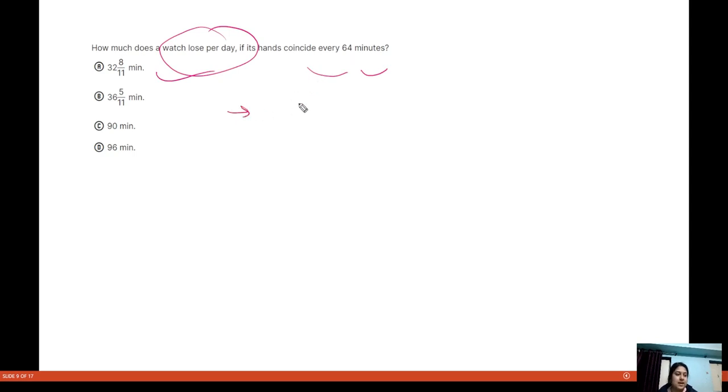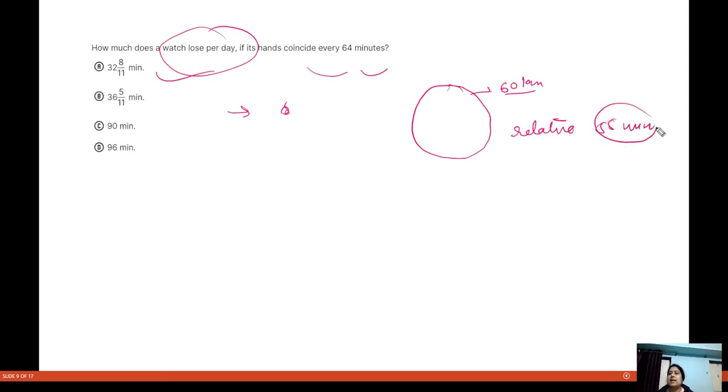Now see, we already know that whenever we do clock questions, we take the circumference of the clock as 60 minute spaces, and the relative velocity is 55 minute spaces. Now we are saying that its hands are coinciding every 64 minutes. Earlier, its hands used to coincide every 60 minutes. So let us calculate this.